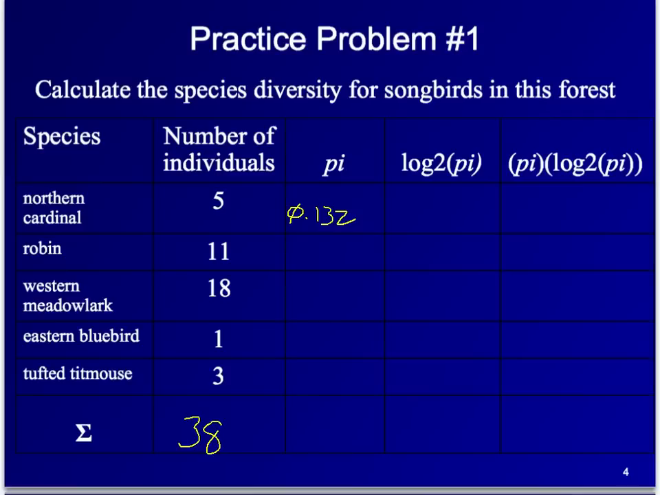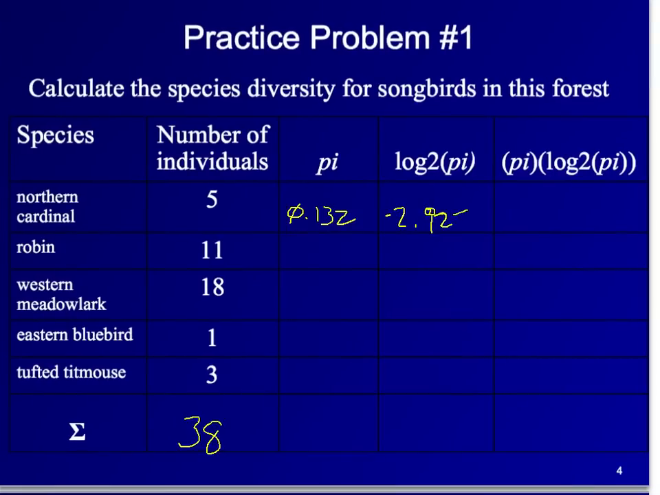Alright, now for the next column, log base 2 of P sub I, you take that value of P sub I and you determine log base 10 of that, then divide by 0.301. So in this case, it's log of 0.132 divided by 0.301. And that value is negative 2.927.